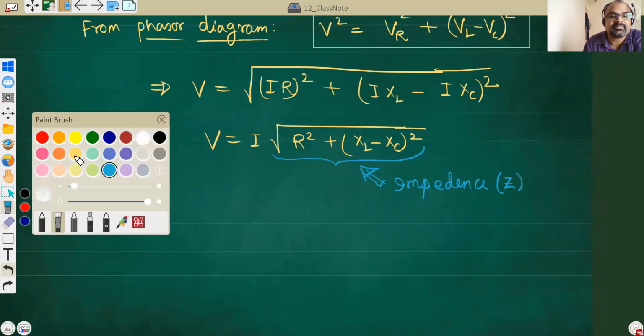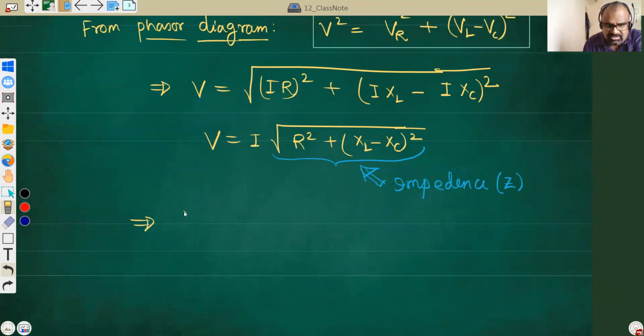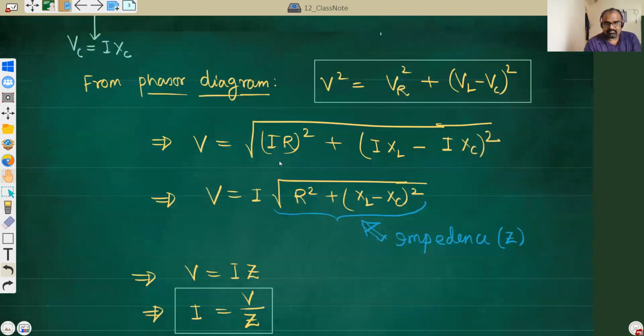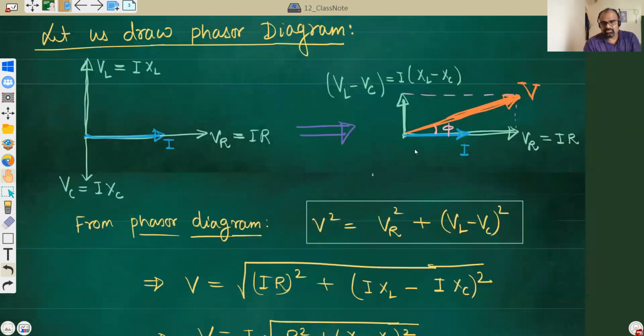Okay. So it means V is equal to I into Z, or rather I is equal to V by Z. So whatever is the circuit, current will be V by Z all the time, but the value of Z, which is impedance, will be different for different circuits. Clear?